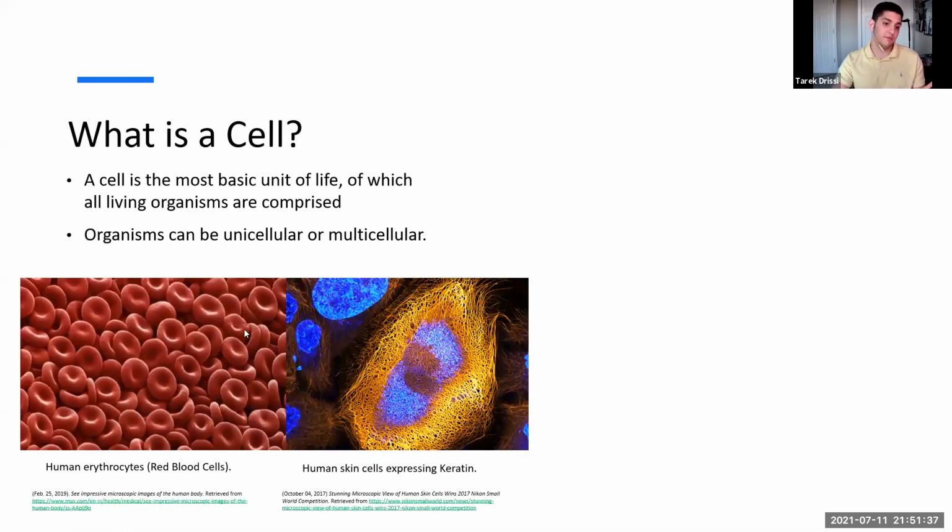So here are some images of cells. Here are human erythrocytes, which is a fancy name for red blood cells, and this is what gives your blood its red color. Each cell is shaped very uniquely. I'll go into different cell types, but you can see that these red blood cells compared to a skin cell are very different looking. And that also depends on the genome, right?